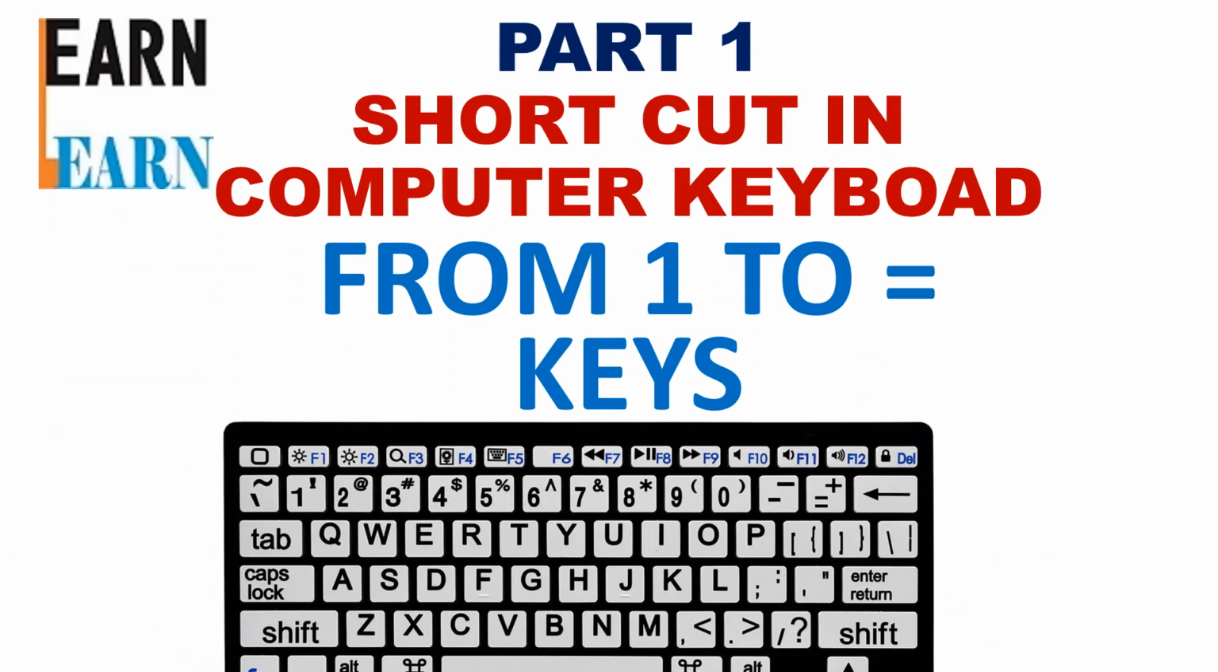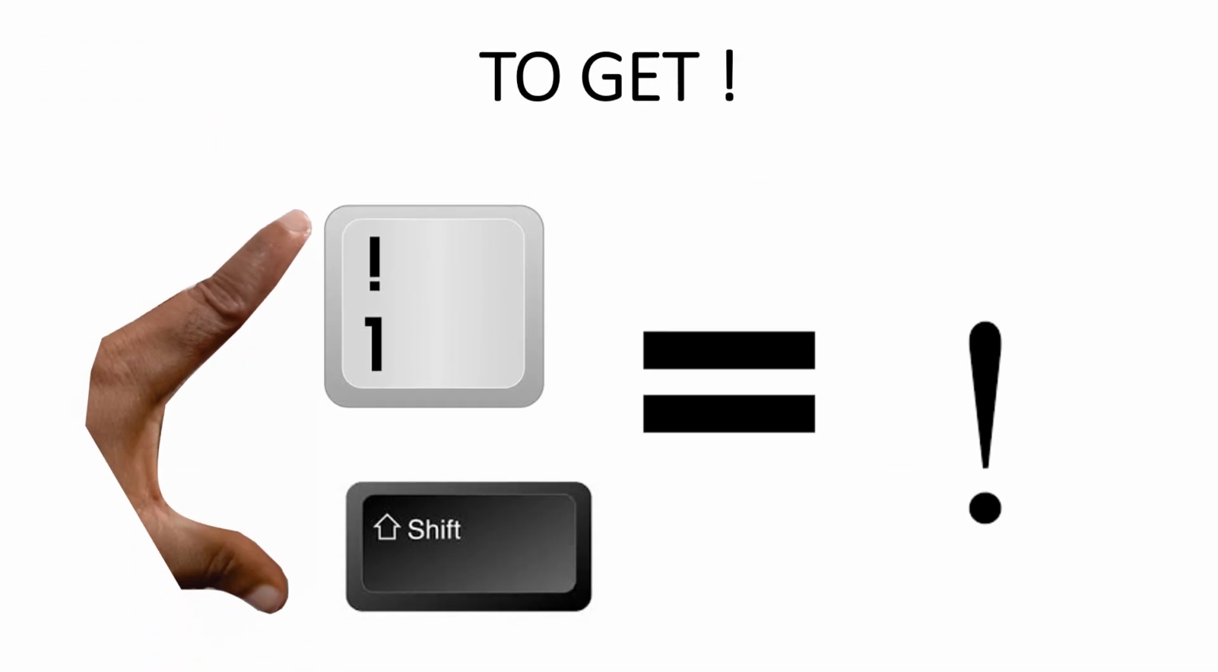Welcome. In this video, we'll be learning how to get shortcuts on a computer keyboard. We'll be considering the keys between the 1 key and the equal key. To get the exclamation sign, press the shift key and 1 key together.